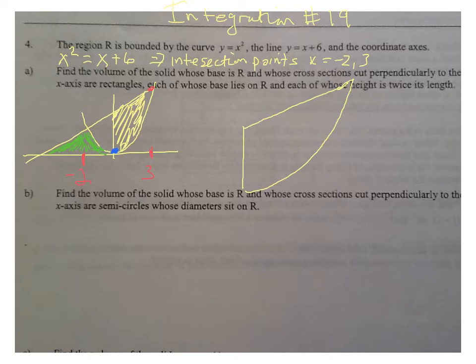So looking at part A, we're trying to find the volume of a solid whose base is R and whose cross sections cut perpendicular to the x-axis. Perpendicular to the x-axis is equivalent to parallel to the y-axis, right? So now you have to think about these rectangles that I'm about to draw as effectively going, the base being what I just drew in blue, and then a rectangle coming out of the video towards you.